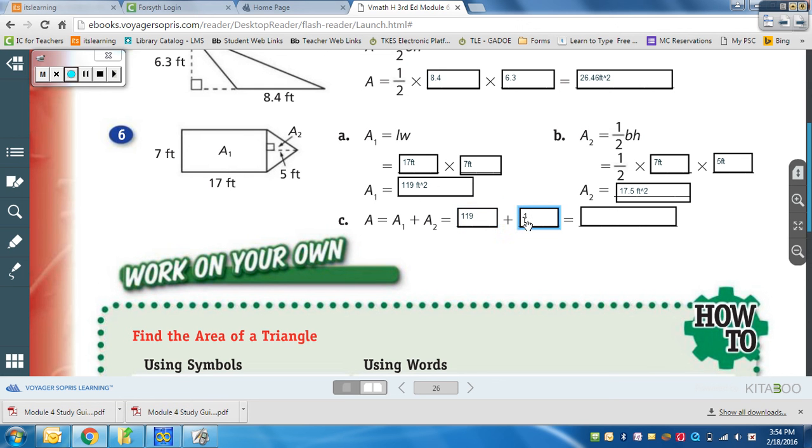So now if we take 119 and add 17.5, we come up with a total area for our composite or compound figure of 136.5 feet squared. And that does it for area of triangles and compound figures.